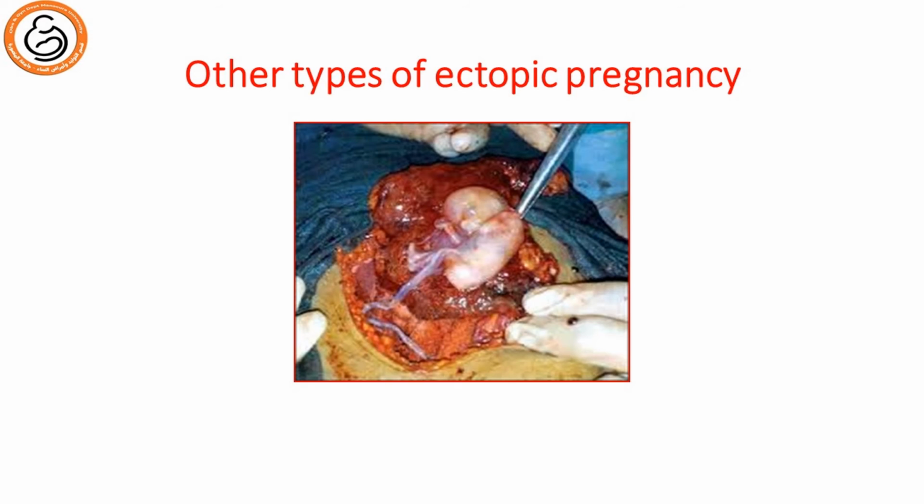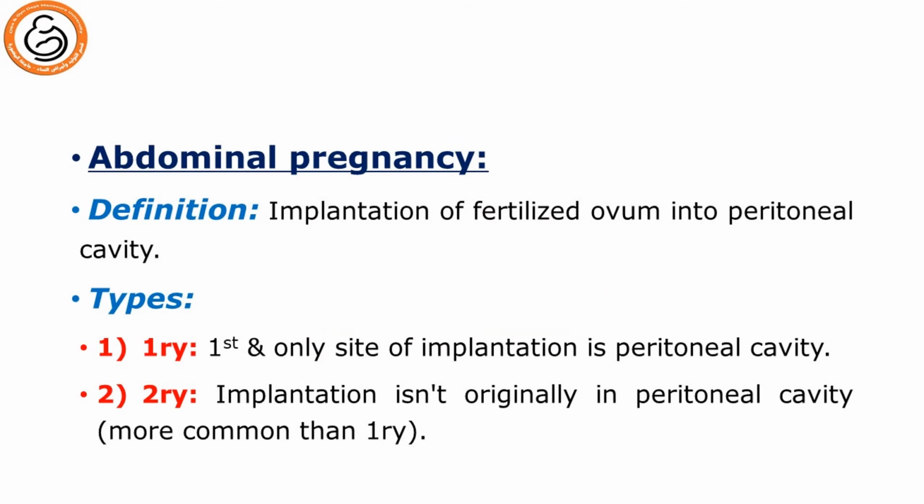Next, we'll discuss other types apart from tubal ectopic pregnancy. First, abdominal pregnancy, which is defined as implantation of the fertilized ovum into the peritoneal cavity. Actually, we have two types. The primary one, where the peritoneal cavity is the first and only site of implantation, and the secondary one, where implantation was originally inside the tube and the fertilized ovum escaped from the tube and got implanted into the peritoneal cavity, which is more common than the primary one.